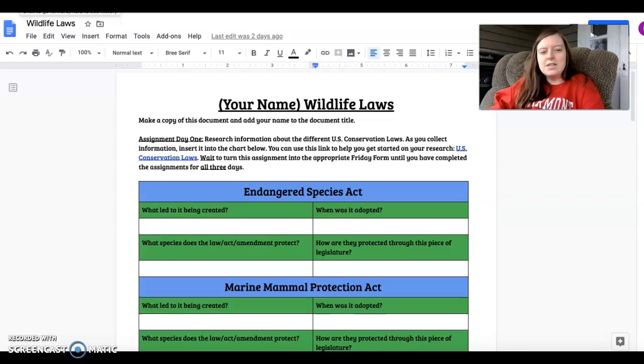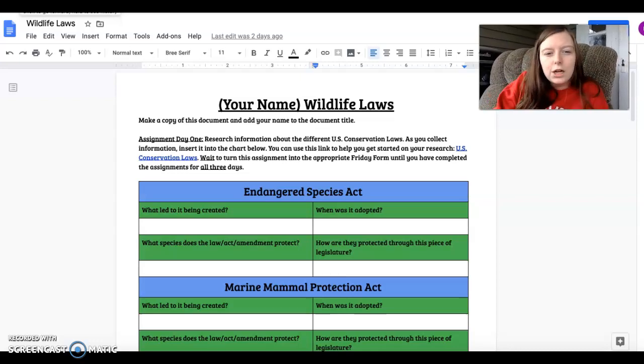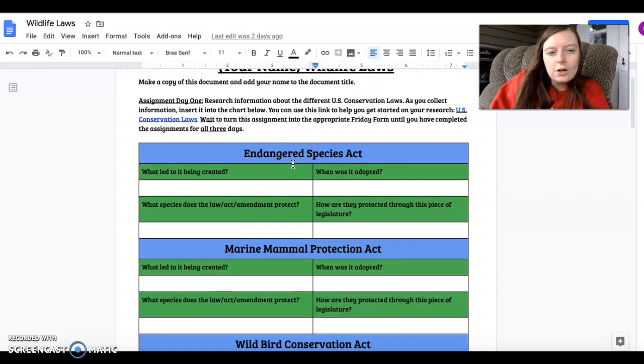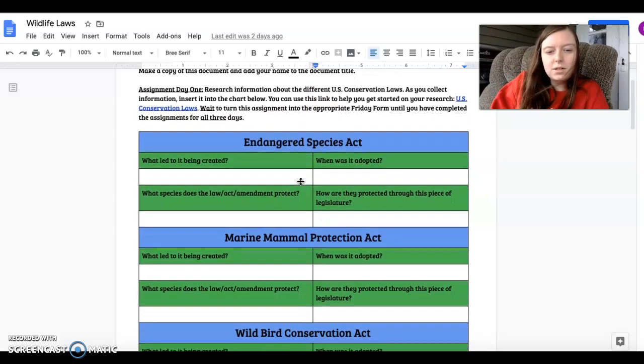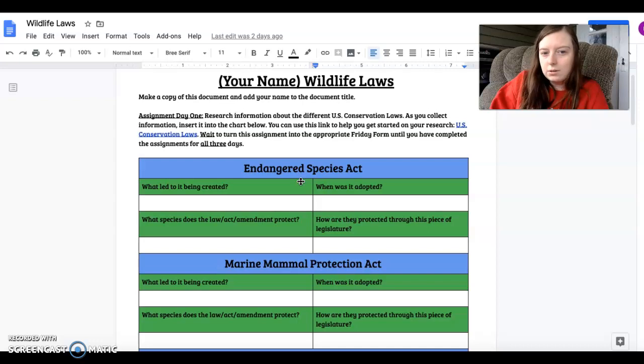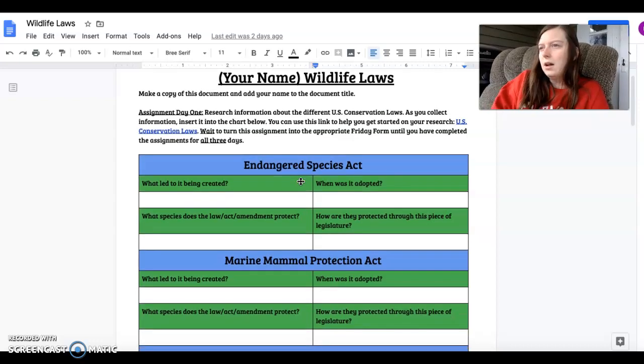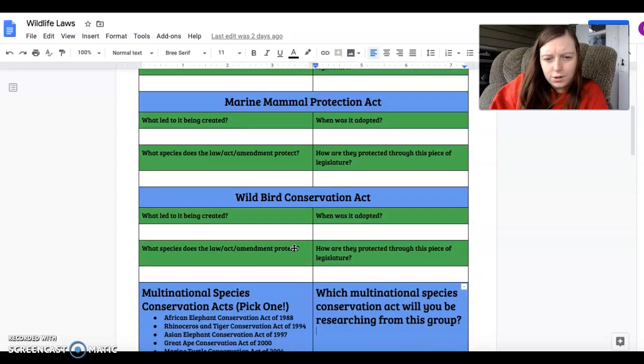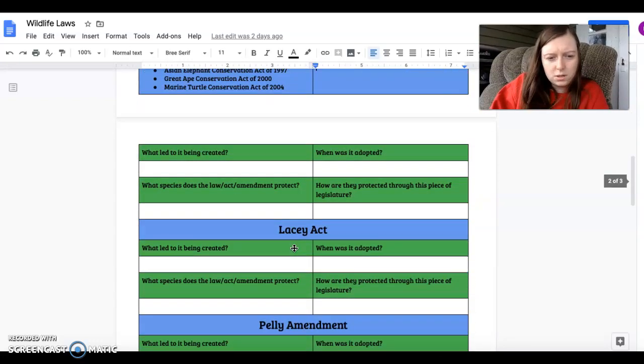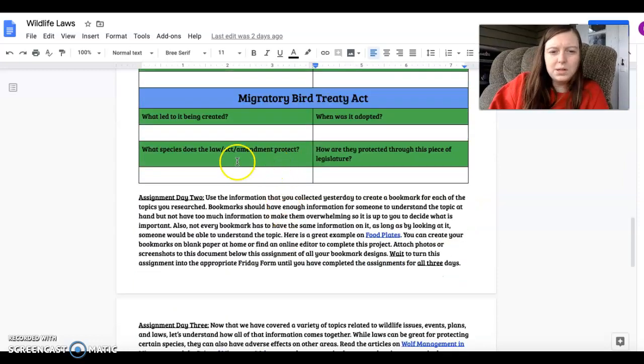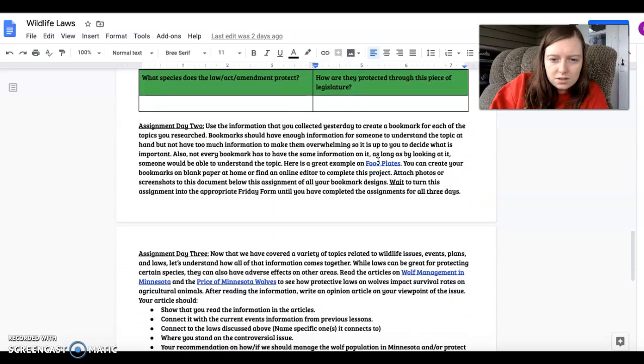All right, wildlife, this is day 2 explained for you of the wildlife laws assignment. So again, hopefully you made a copy of this document and added your name to the top right here. Yesterday, you were supposed to look at different laws that have been passed throughout the United States to protect endangered species, threatened species, anything that needs some type of conservation. So those are there for you. Hopefully you have this information filled out, or at least to the best of your ability, or you're finishing it today. That sounds awesome.